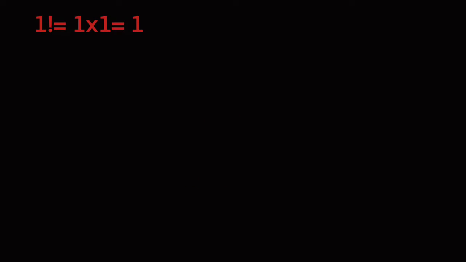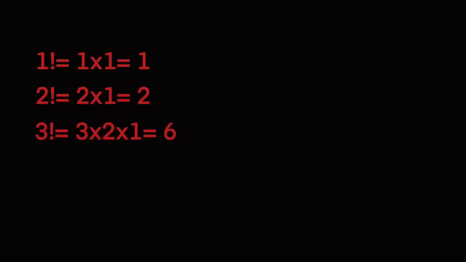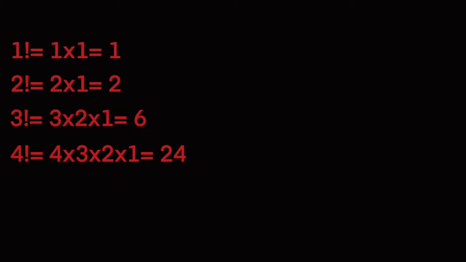Factorial 1 is 1 times 1, which equals 1. Factorial 2 is 2 times 1, which equals 2. Factorial 3 is 3 times 2 times 1, which equals 6. Factorial 4 is 4 times 3 times 2 times 1, which equals 24.